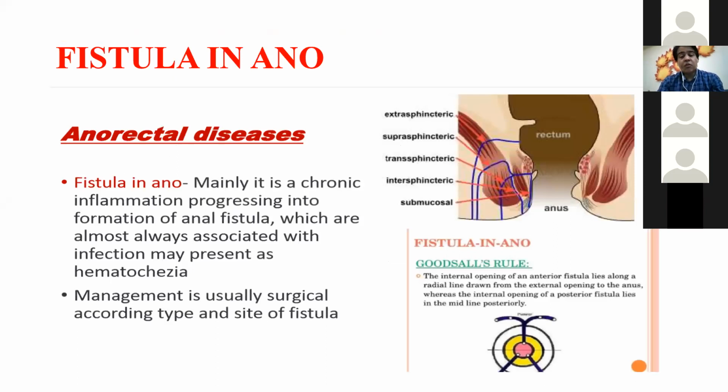So the third type of anorectal disease is fistula. Basically this disease is in the surgical domain, but we must know about it because these patients may come to you with hematochezia as well. As I told you, it is a surgical domain and needs surgical management depending upon the type and the site of the fistula.